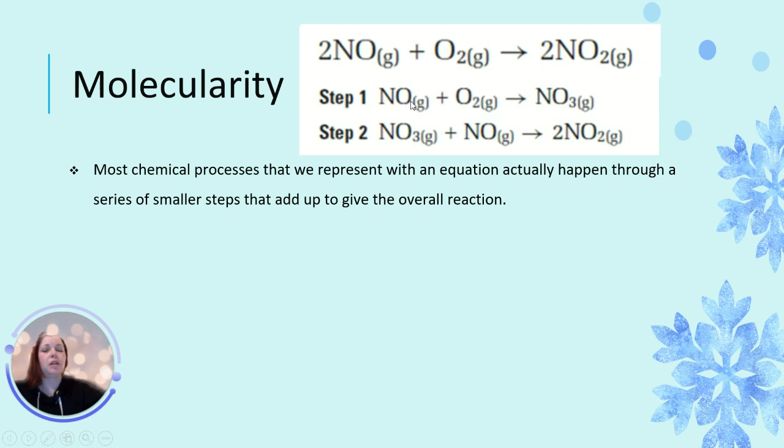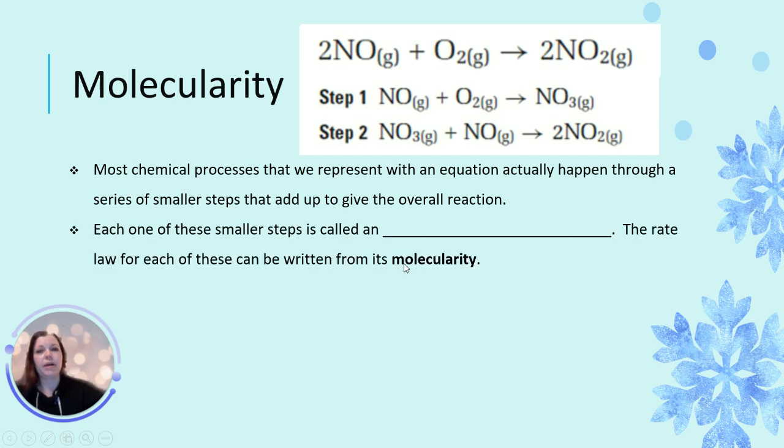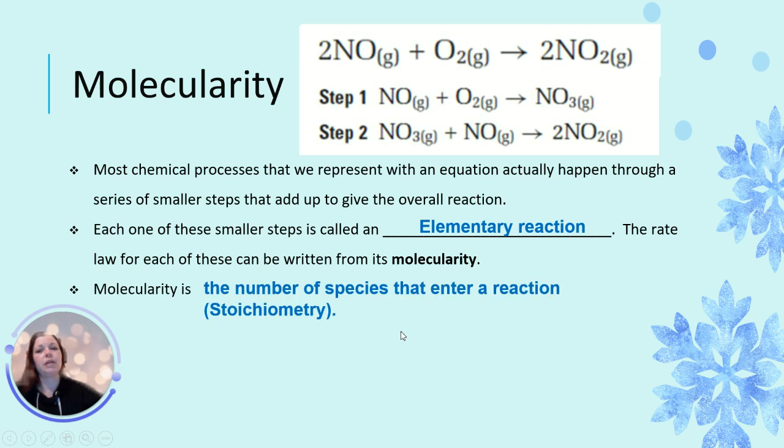We have an NO that reacts with an O2 to produce NO3, and then in step 2, NO3 plus NO yields 2NO2. Or it could happen this way. This is a possible way for it to occur. Each one of these smaller steps is called an elementary reaction. The rate law for each of these can be written from its molecularity. Molecularity is the number of species that enter a reaction, in other words, the stoichiometry.